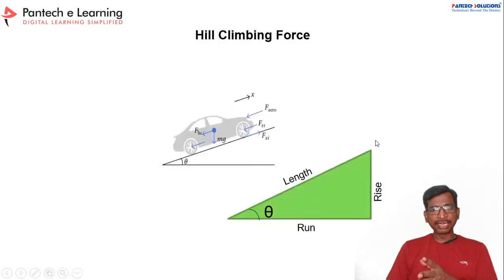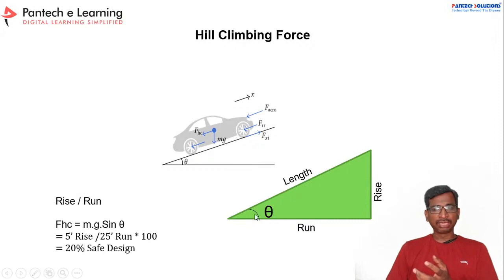And similarly the hill climbing force. Generally, the hill climbing force is nothing but the angle between the rise side as well as the length. So how much is the length of the bridge or any distance. Generally we can keep the maximum value at around 45 degrees, but here 20% is the safest design to calculate your vehicle.